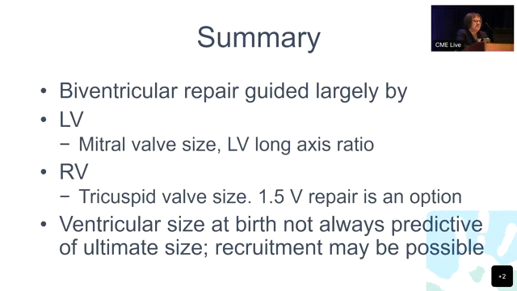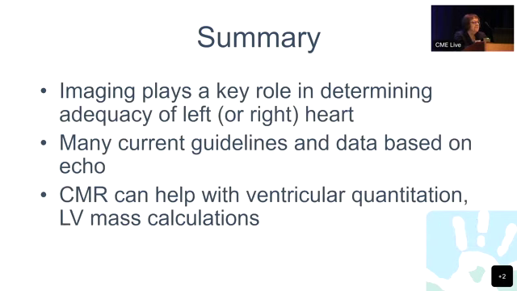But in summary, biventricular repair is guided largely, for the left ventricle, by mitral valve size and the LV long axis ratio. For the RV, it's generally about the tricuspid valve size. And of course, I didn't get into it, but a 1.5 ventricle repair is an option. So we have a little bit more flexibility when it comes to right ventricles that are somewhat hypoplastic. I think it's important to remember that ventricular size at birth is not always predictive of the ultimate size, as we saw in our patients, and that recruitment may be possible.